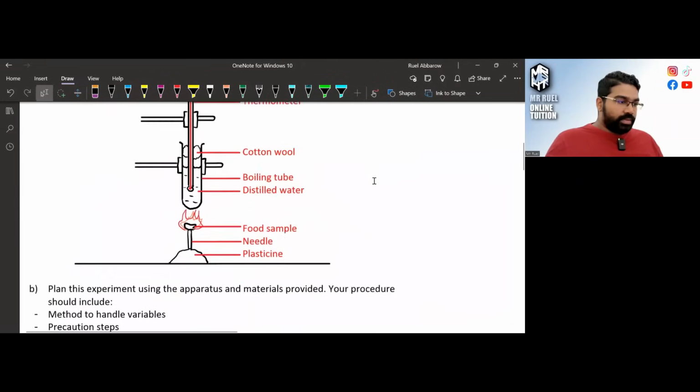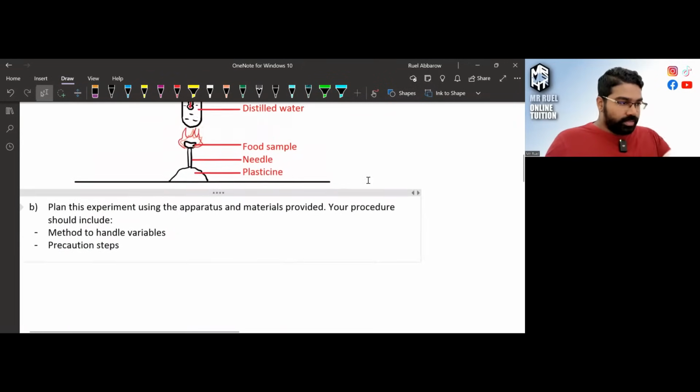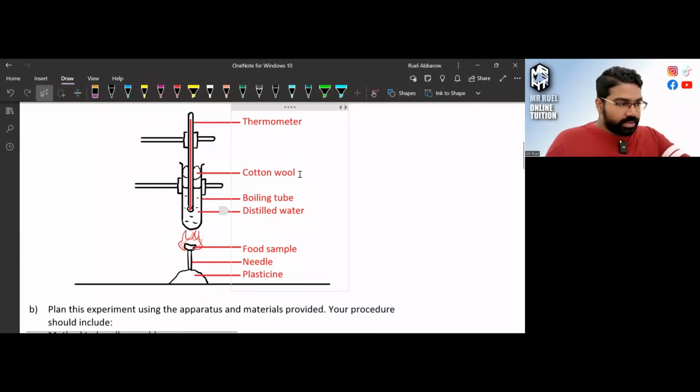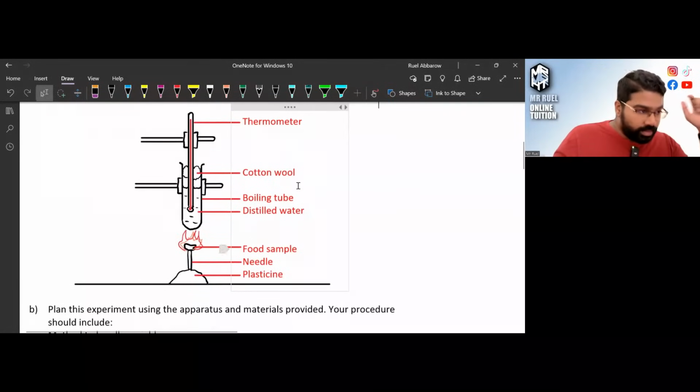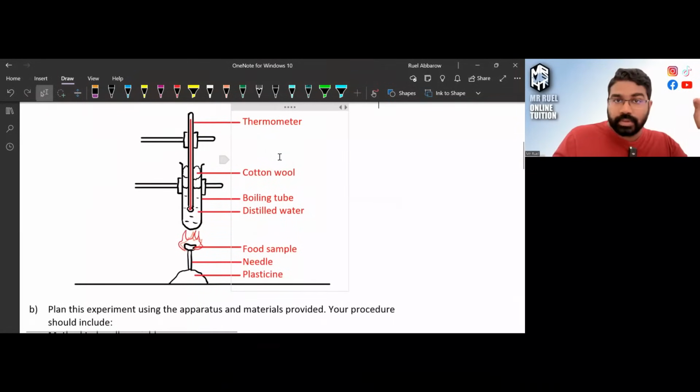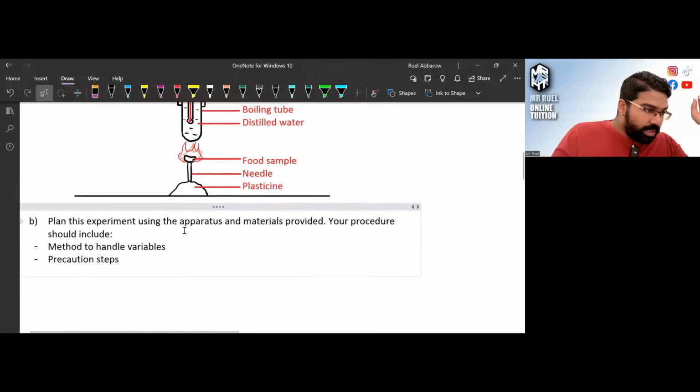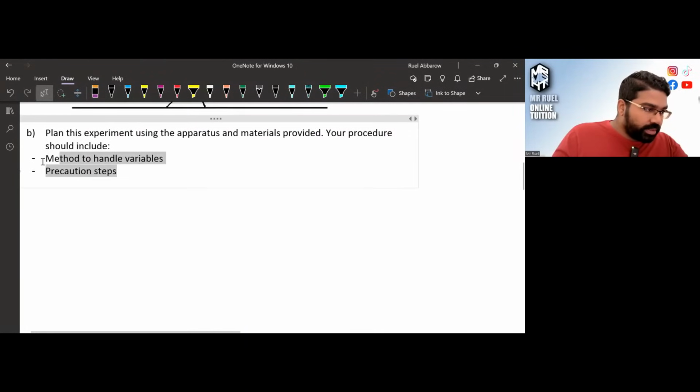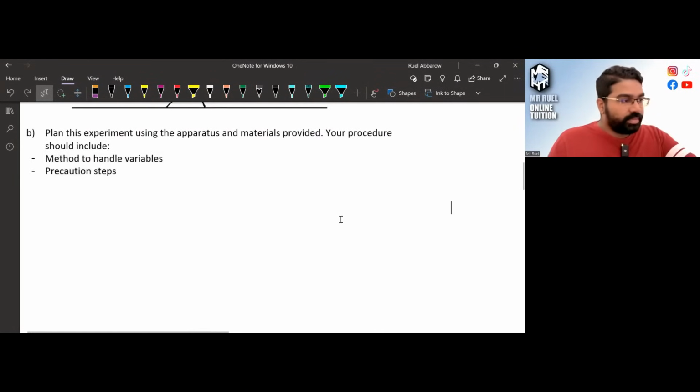Okay, so now we go on to this part. So this is the setup, right? I hope they will give it to you. I think they would, all right? They will show you this setup. If not, please remember this, right? If this comes out, that is, all right? Plan the experiment using the apparatus and materials provided. Your procedure should include, okay, a method to handle variables and precaution steps.